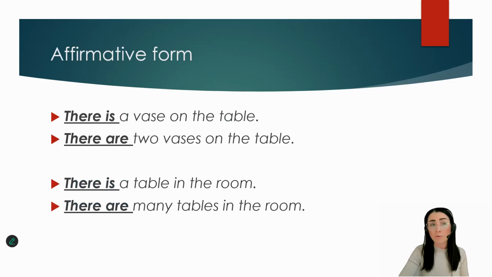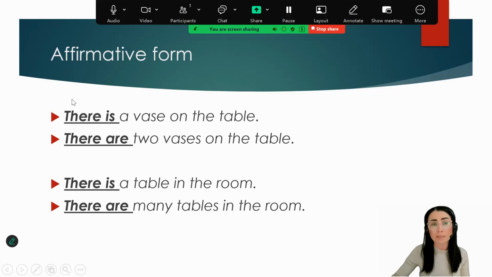To make positive form, we use the phrases there is and there are in the beginning. And it sounds like: there is a vase on the table. There are two vases on the table. There is a table in the room. There are many tables in the room.